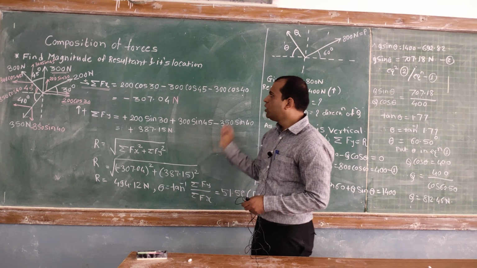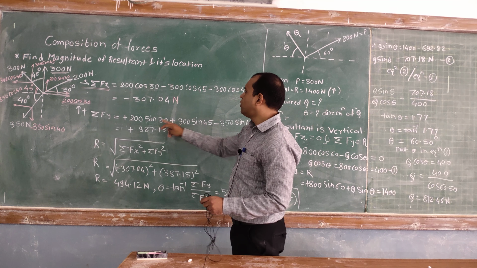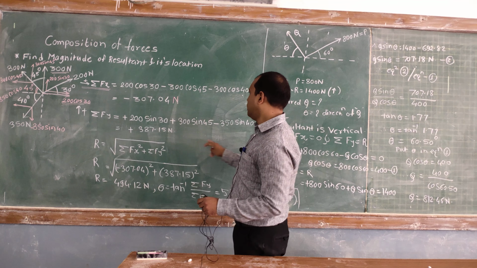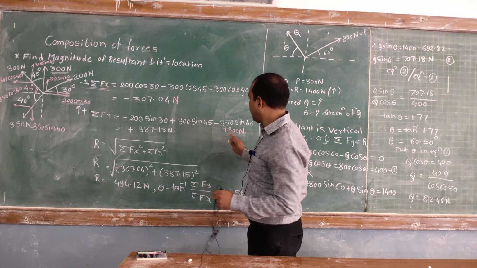Second force is 300 Newton. So you have to add it as it is, as this force is truly vertical. So this force I have left out, yes, plus 300 Newton. I forgot to write it down. So plus 300 Newton, this is the second force.